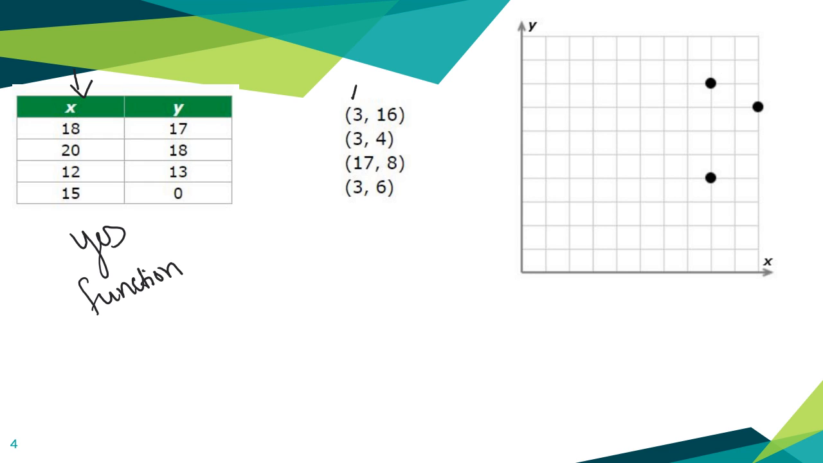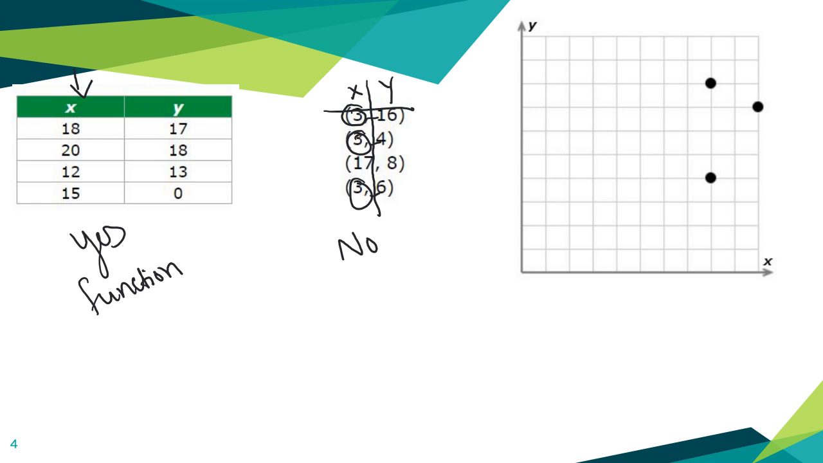Now, for ordered pairs, remember X comes first, Y comes second. So essentially, this is still a table, right? So I have 3, 3, 17, and 3. Knowing what I said about inputs, is this one a function? No, it's not a function, because we have 3, 3, and 3, and those 3s are with different numbers. So 3 is repeated, and there's more than one output for each input, because 3 goes with 16, with 4, and 6.